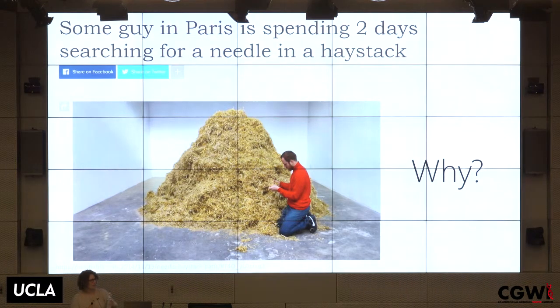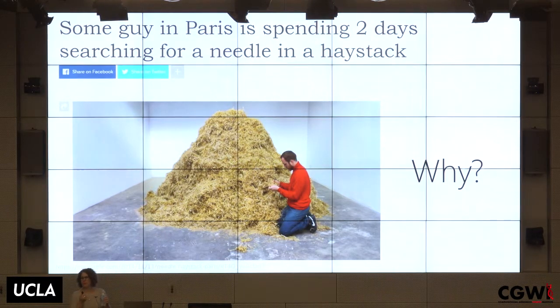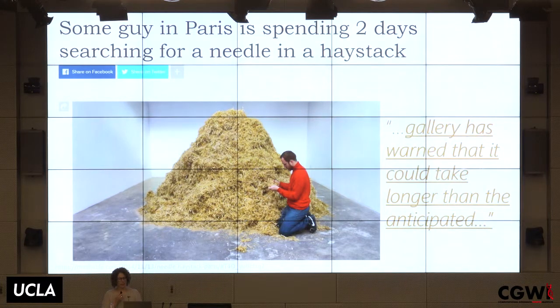Okay, so here's another why slide. Does anyone other than Ben Raphael know the answer? He got it, actually. I showed it to him, and he knew immediately. Someone must know. It's a Princeton effect. It's a pretentious artist in a Paris gallery, and the gallery apparently warned that it could take longer than anticipated.